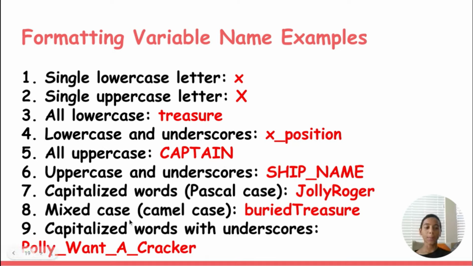Capitalize words in the Pascal case. What the Pascal case is, every word starts with an uppercase letter. For example, Jolly with a J and Roger uppercase, like that. Mixed case, camel case. What the camel case is, everything is lowercase except for the first letter in the second word. Like this, buriedTreasure with an uppercase T. Think of it as a hump on a camel.